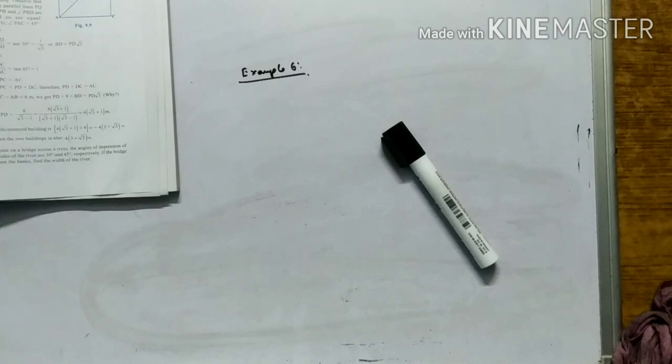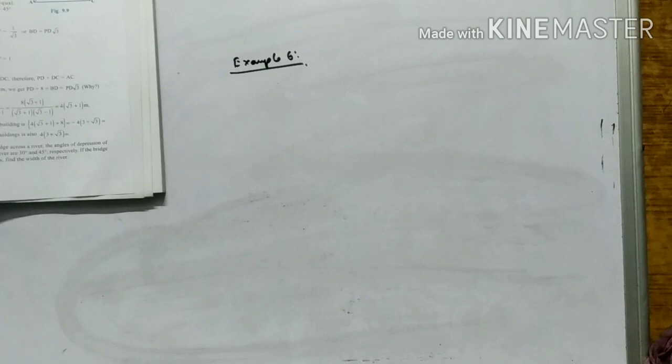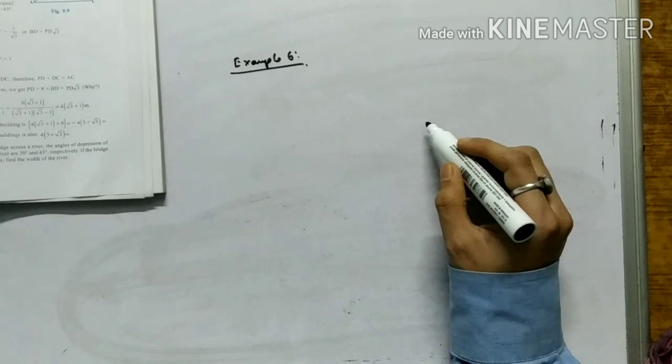So next it is example 6. The angles of depression of the top and the bottom of an 8 meter tall tower from the top of a multi-story building are 30 degrees and 45 degrees respectively. Find the height of the multi-story building and the distance between the two buildings.